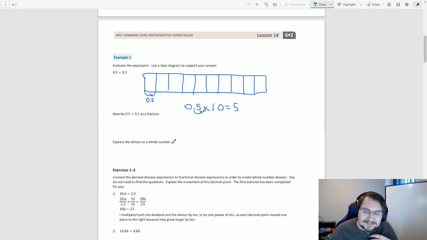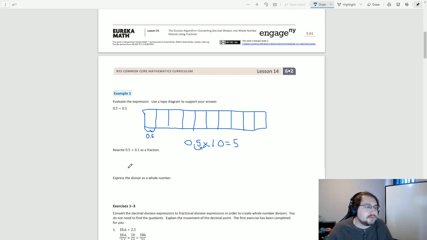So up next, it asks us to rewrite 0.5 divided by 0.1 as a fraction. Now, hopefully we remember this. But if I want to rewrite a division problem as a fraction, that means I just take my dividend, my first number, put it as my numerator, and take my divisor, my second number, and put it on the bottom. That's it. So I've taken 0.5 divided by 0.1, and I've written it right there as a fraction.